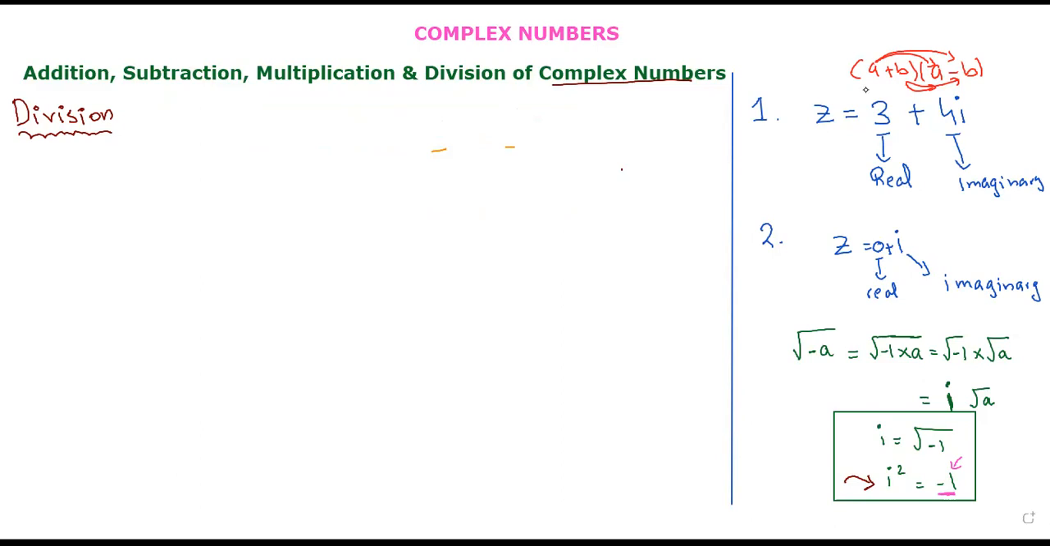Let's say we have complex numbers z1 equals 3 plus 4 iota and z2 equals 8 minus 2 iota, and you have been asked to find z1 by z2. Now in questions they are not going to use such childish or simple terms that divide z1 and z2 and stuff like that.